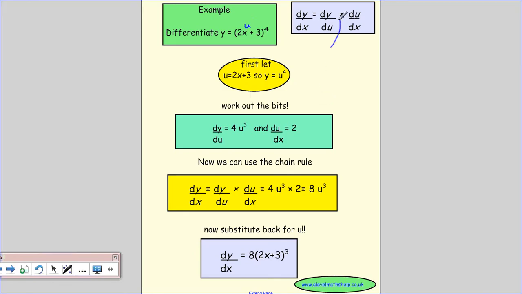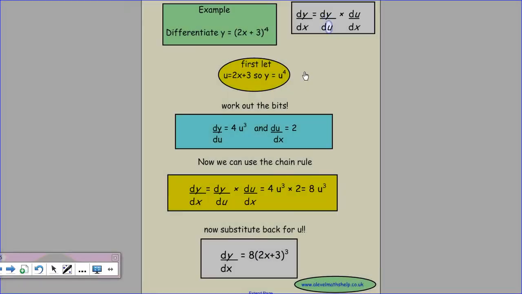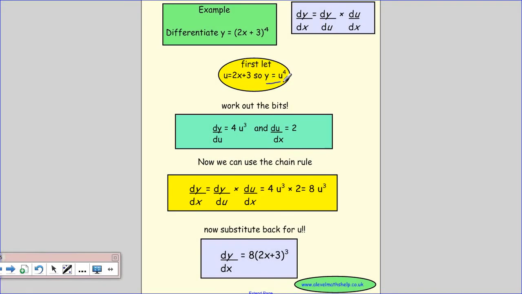So what do I need to know? I need to know dy by du. So where's my y and u term? That's this one here. And we multiply by the power, and then we take 1 from the power, and 4 take away 1 will give us 3.